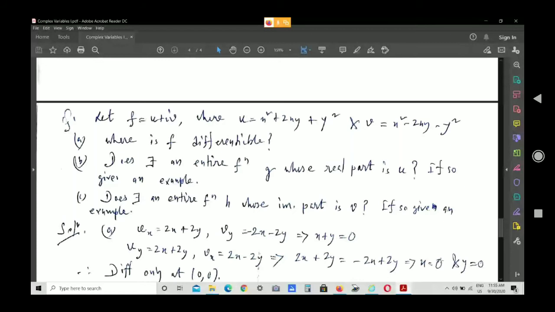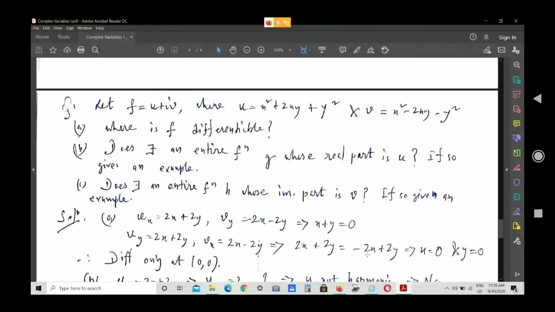So 2y and 2y get cancelled, means twice x equal to 0. This gives x equal to 0. X equal to 0, from this equation we have y equal to 0. After solving these two equations, we have only this point, x equal to 0, y equal to 0. Therefore, this function has a chance of being differentiable only at one point, where Cauchy-Riemann equations are satisfied, and this is the only point where CR equations are satisfied, which is origin. So, differentiable only at origin.